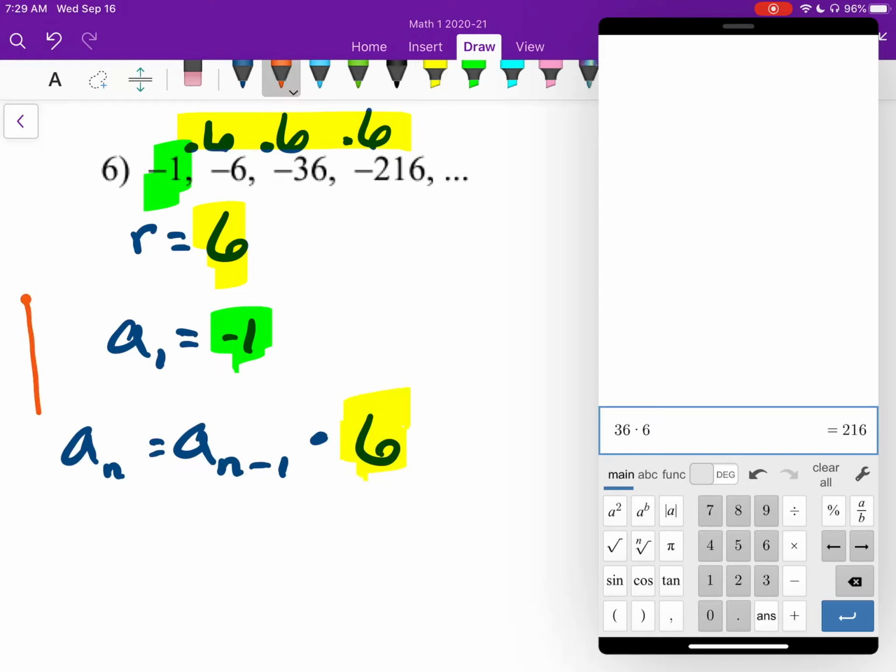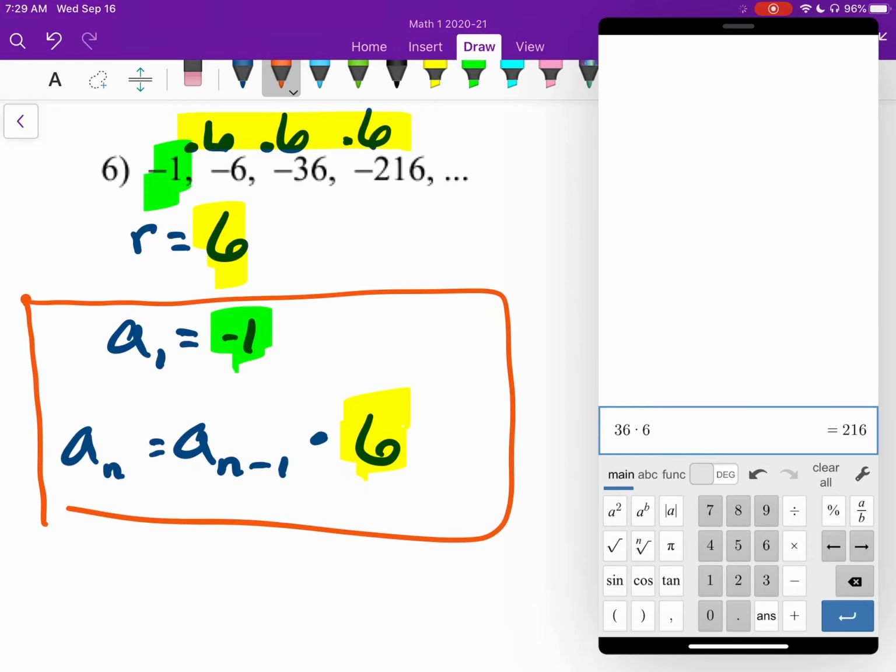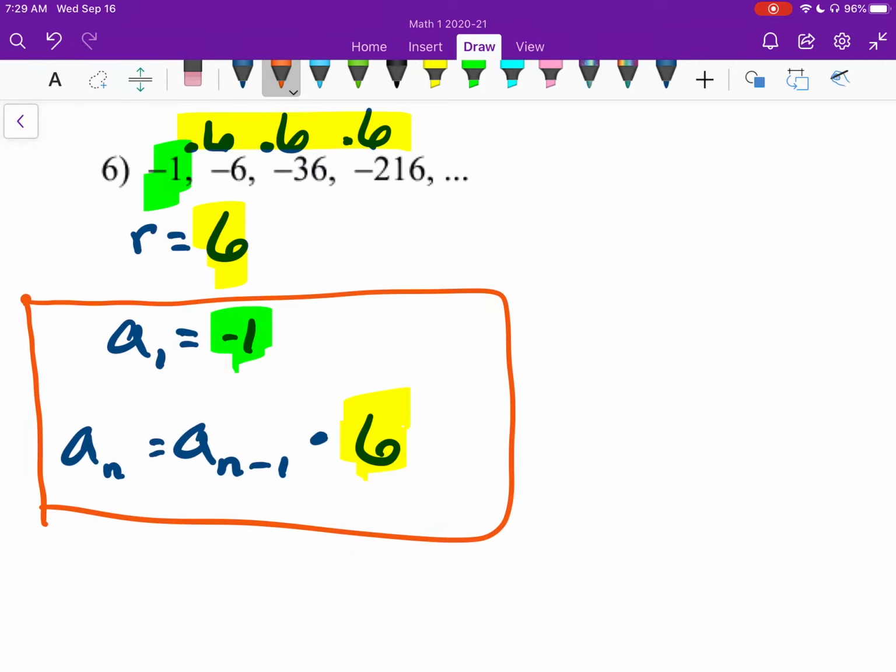Now our real answer here is this here. You don't really have to write down that r equals 6. I'm just doing it so that we know what we're doing.